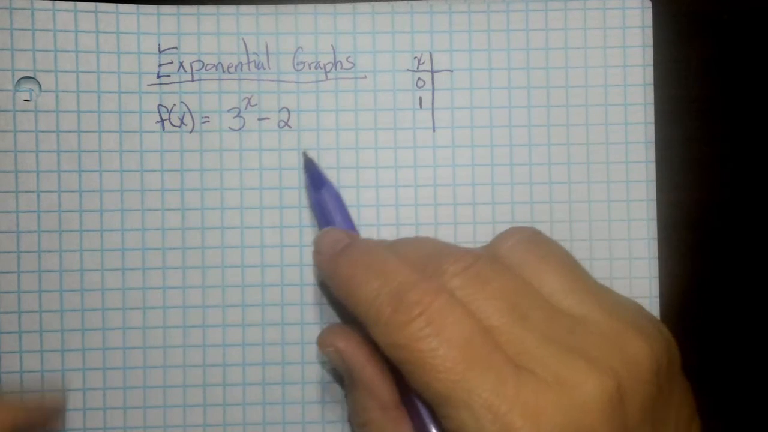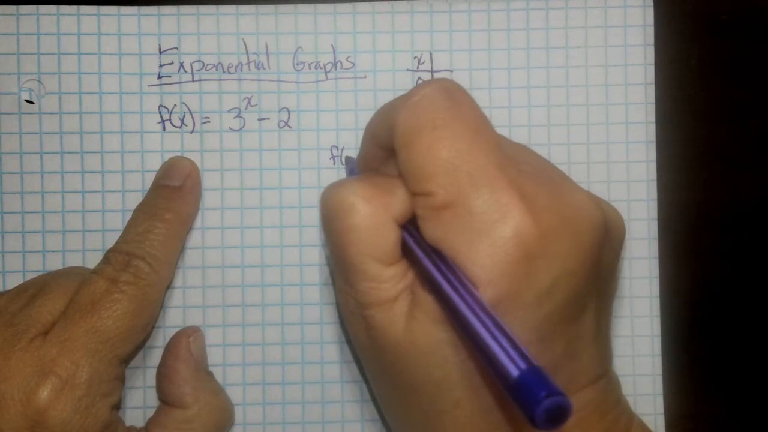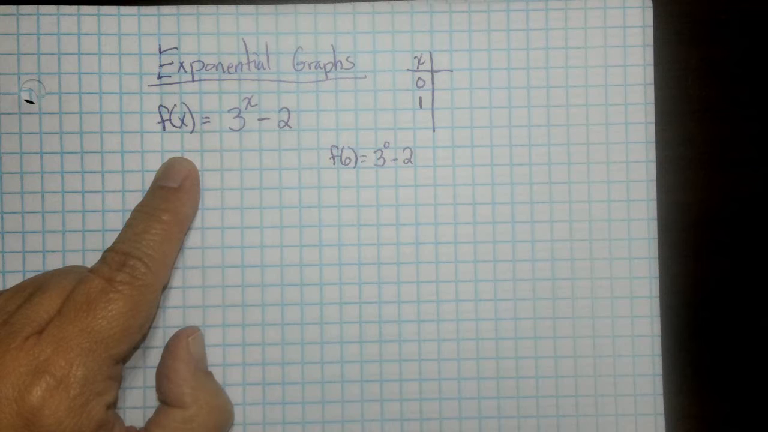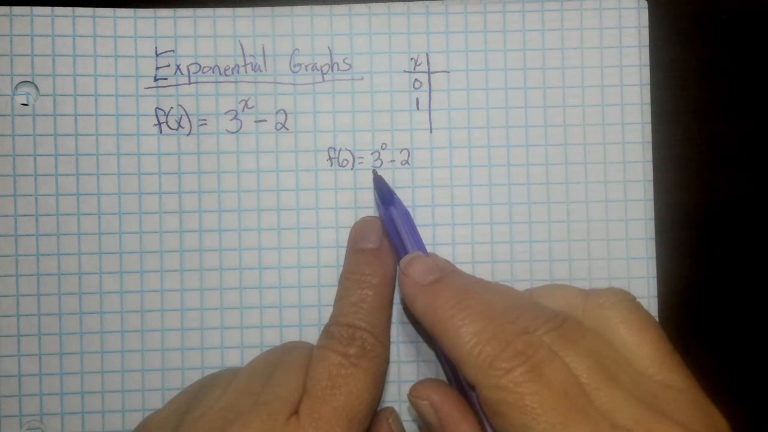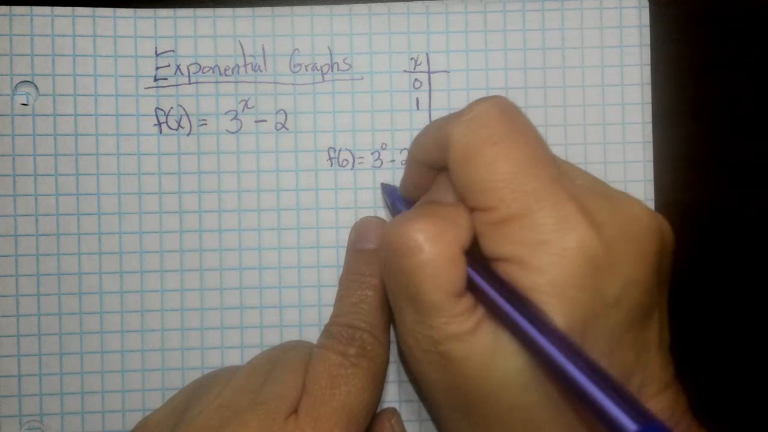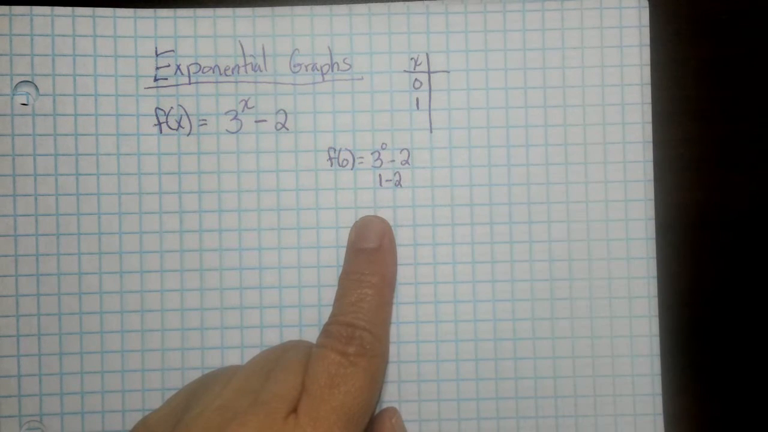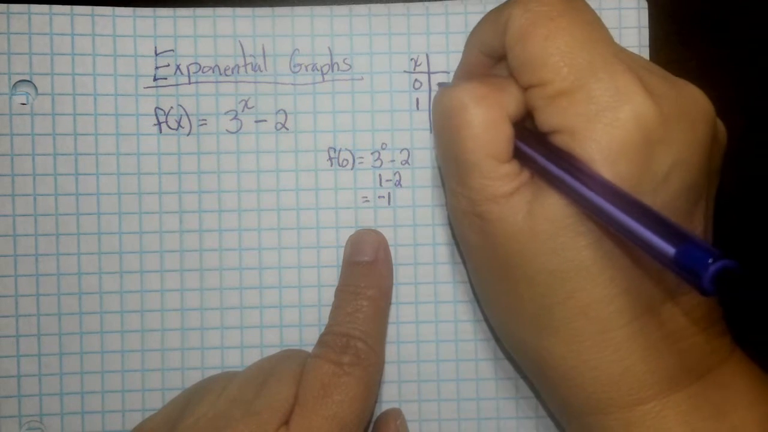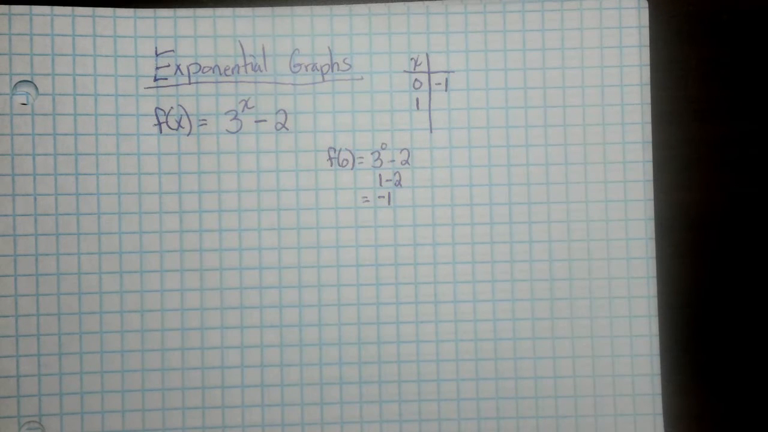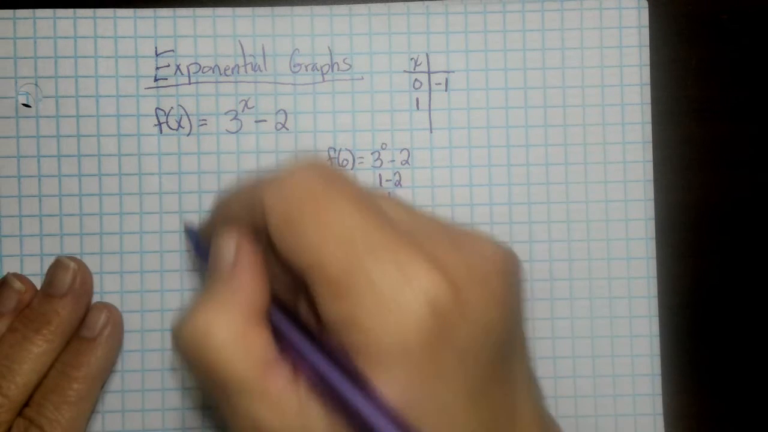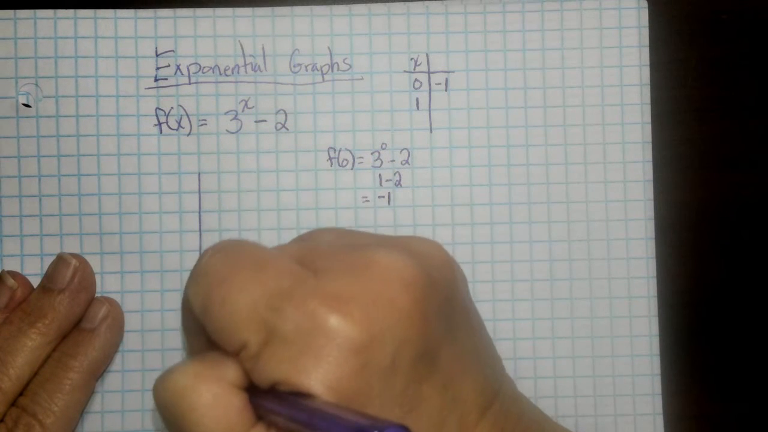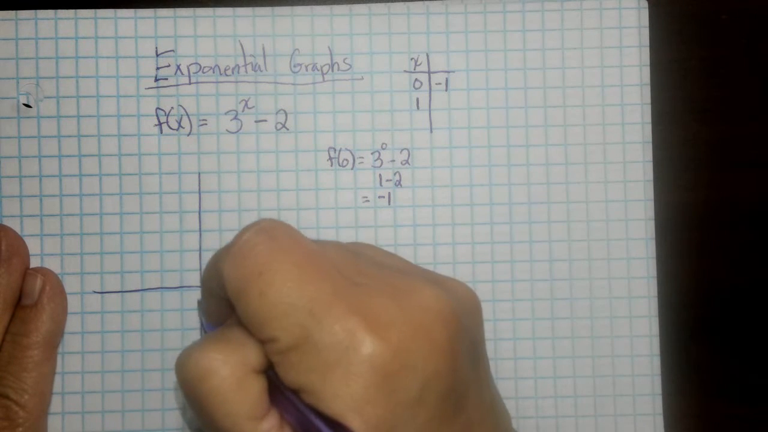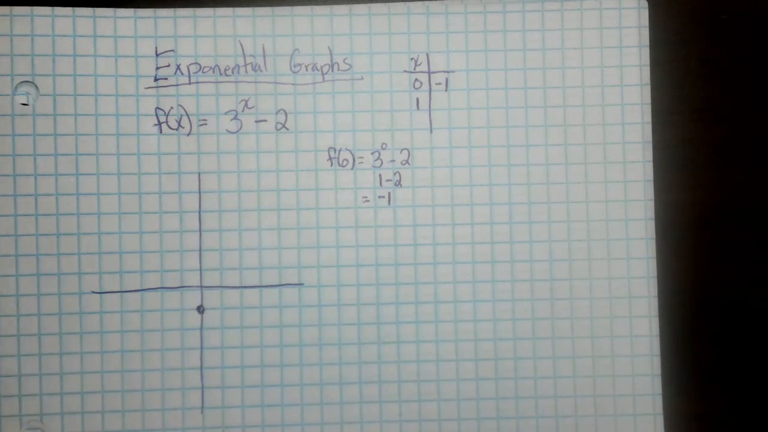So if I plug in x is 0, that is f of 0 equals 3 to the 0 power minus 2. But we know that 3 to the 0 power is 1. So that's 1 minus 2. So f of 0 is negative 1. So I'm going to come over here and start my graph, and I'm going to go through the point 0, negative 1.